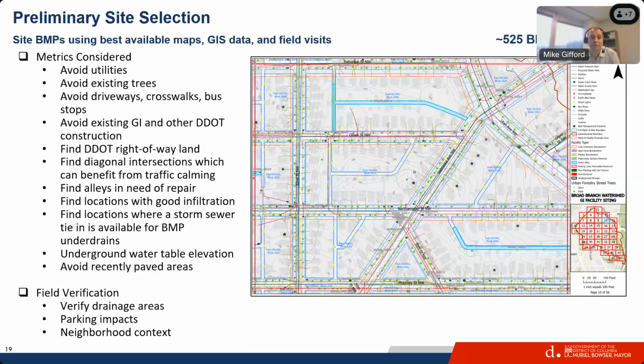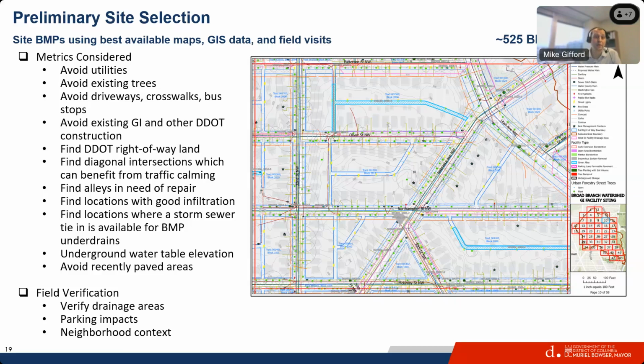So we're looking at a number of things like where existing trees are, driveways, other facilities, and the use of land next to the facilities. We're also trying to avoid things such as underground utilities and other aspects, plus looking at what the drainage areas to each of the sites would be, and thus how much credit we actually get for each installation.